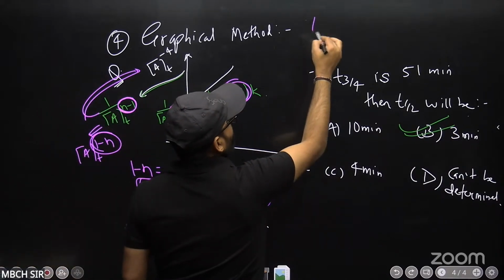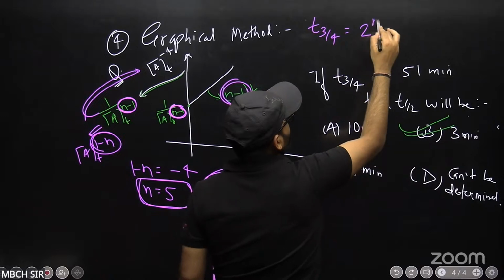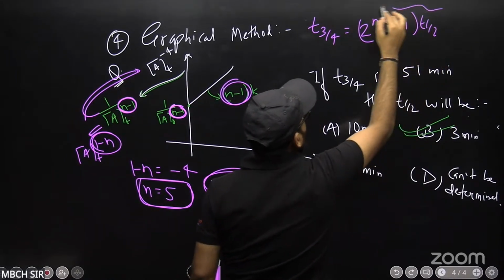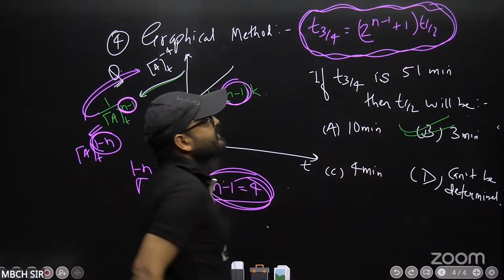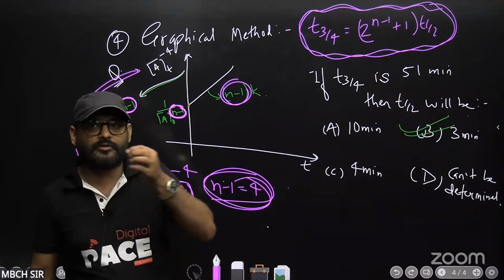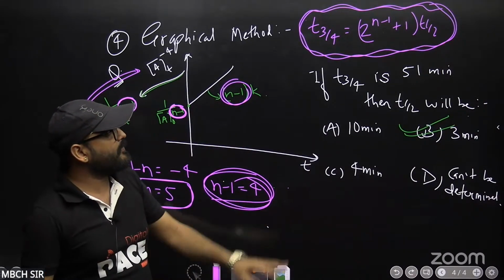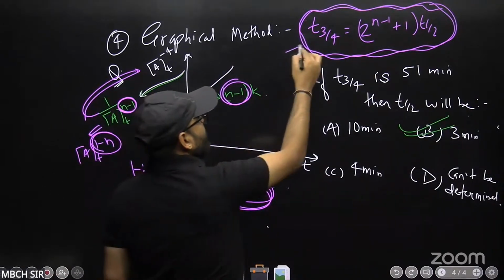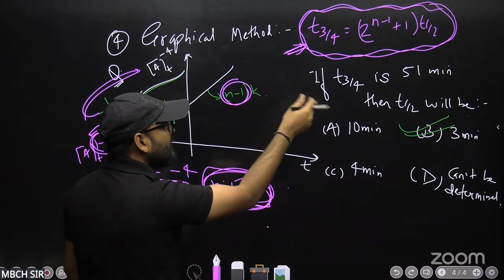Because T3 by 4 is equal to 2 raised to power (n minus 1) plus 1 times T half. This is a very important relationship for nth order reactions. We did this in the last lecture. T3 by 4 equals 2 raised to power (n minus 1) plus 1 times T half. Now if you know this, and you know the n minus 1 value as well, now calculate.